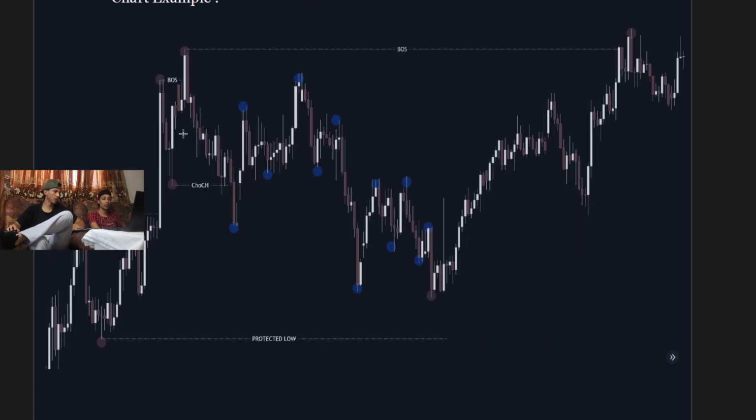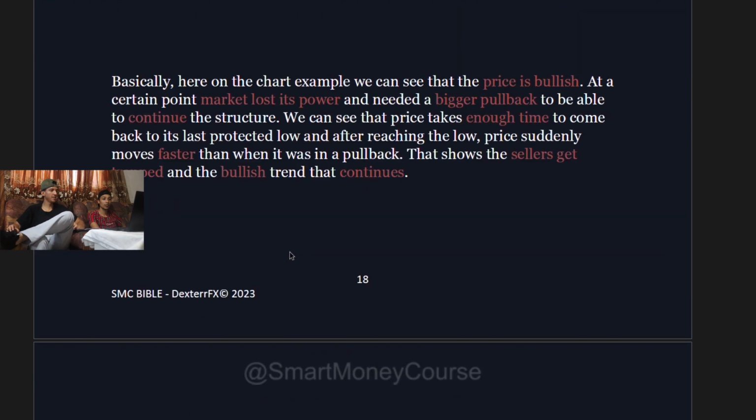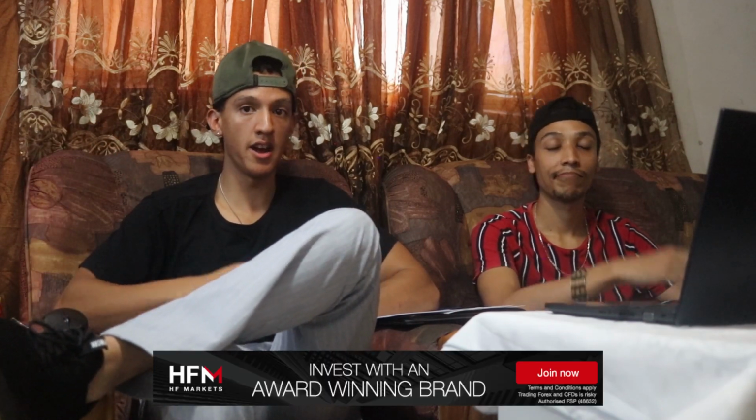So this is basically what that whole illustration means. This part here is the core part of this complex pullback. And that's basically market structure. That is market structure.